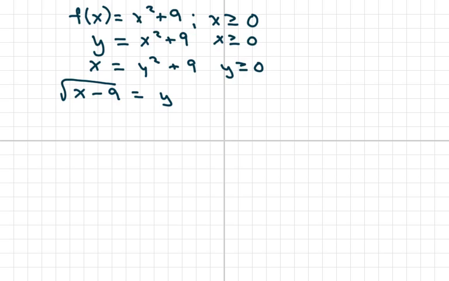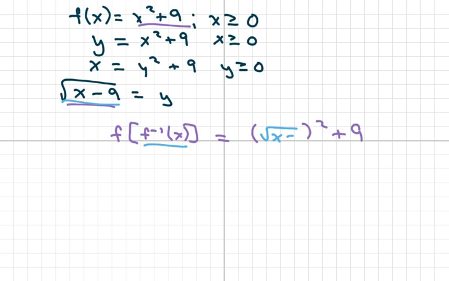Alright, now we have to compose these. So we're going to compose f with f inverse. So I'm just going to write down my outer function, but leave a blank and input my inverse, which is square root of x minus 9. That all cancels out. So you have x minus 9 plus 9, which equals x.